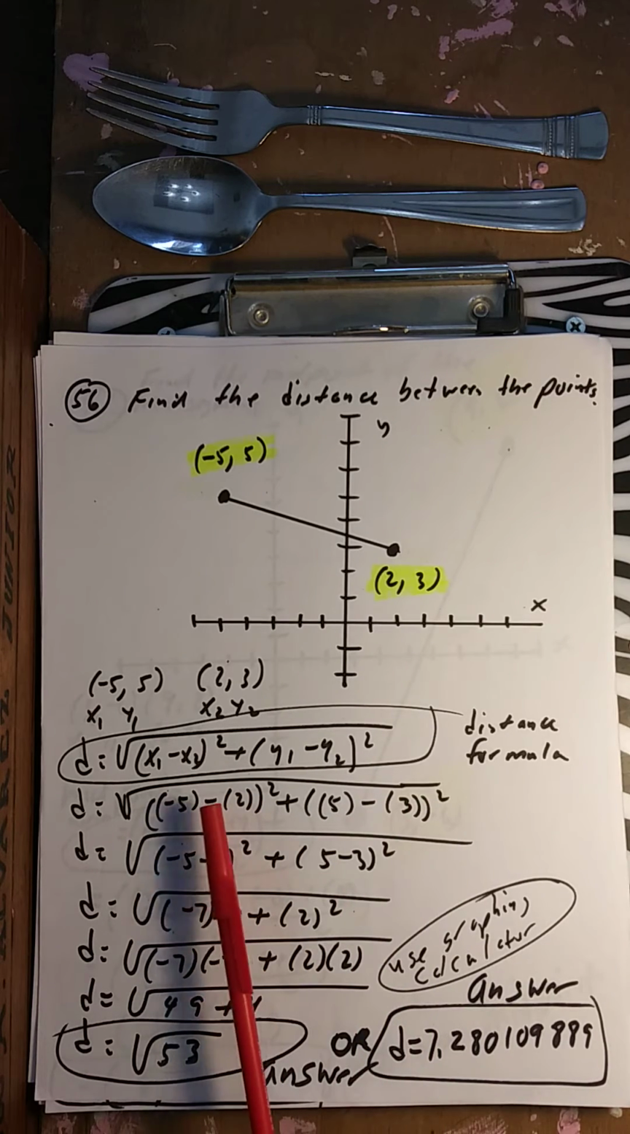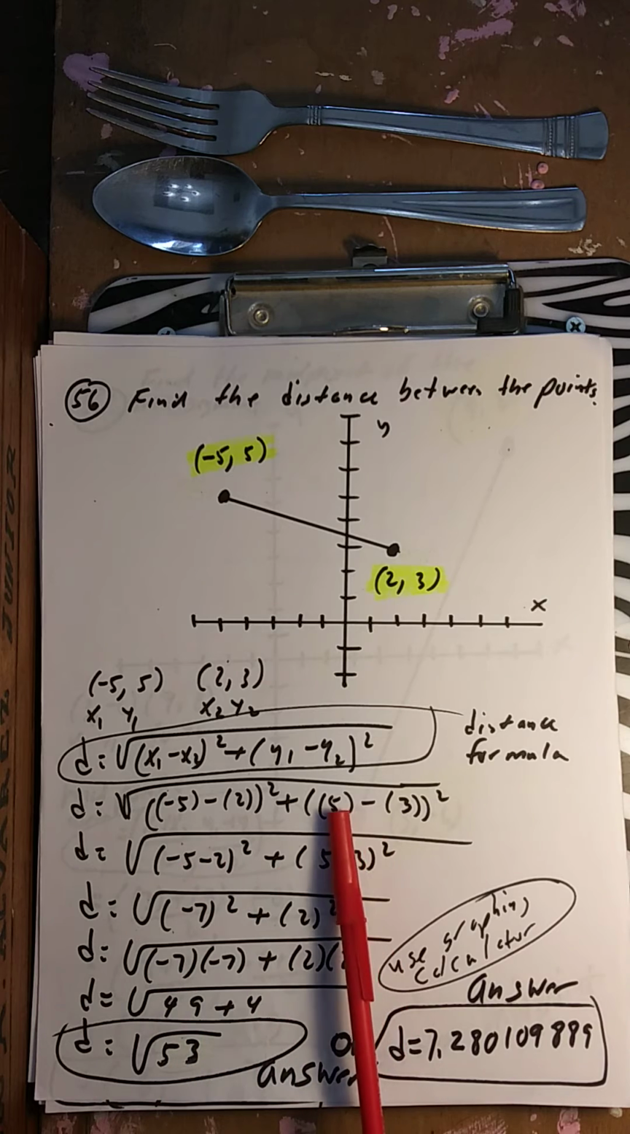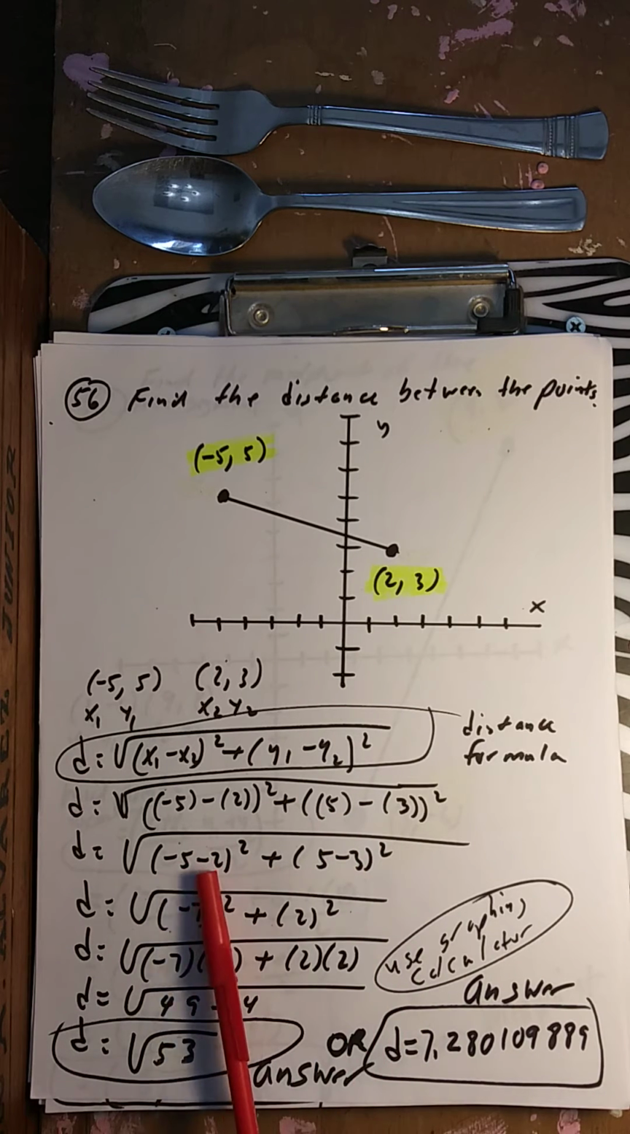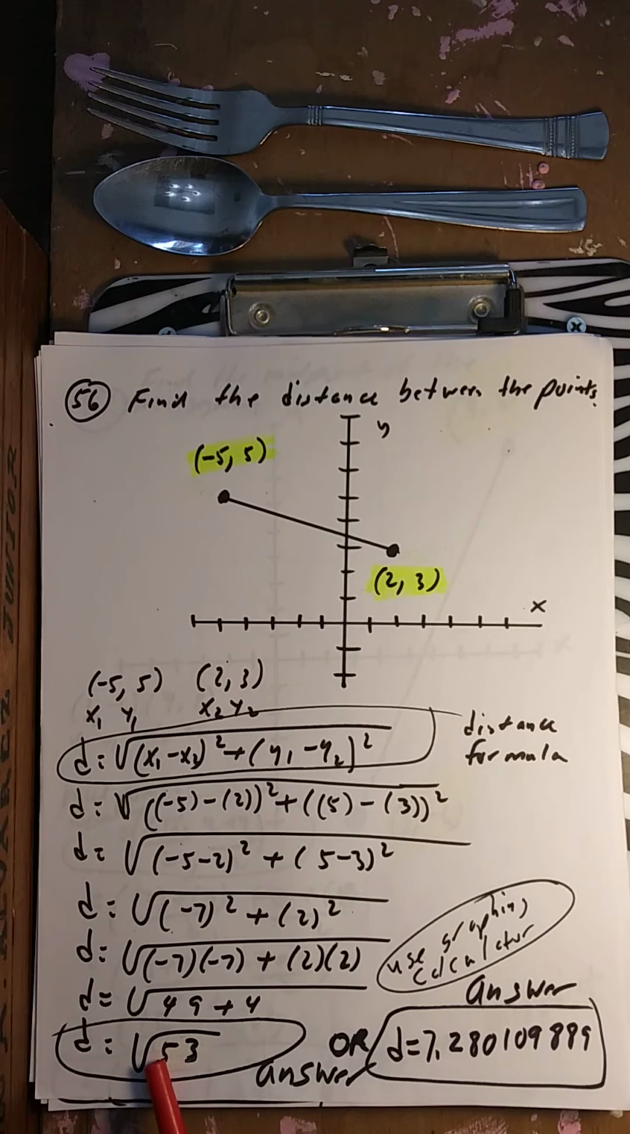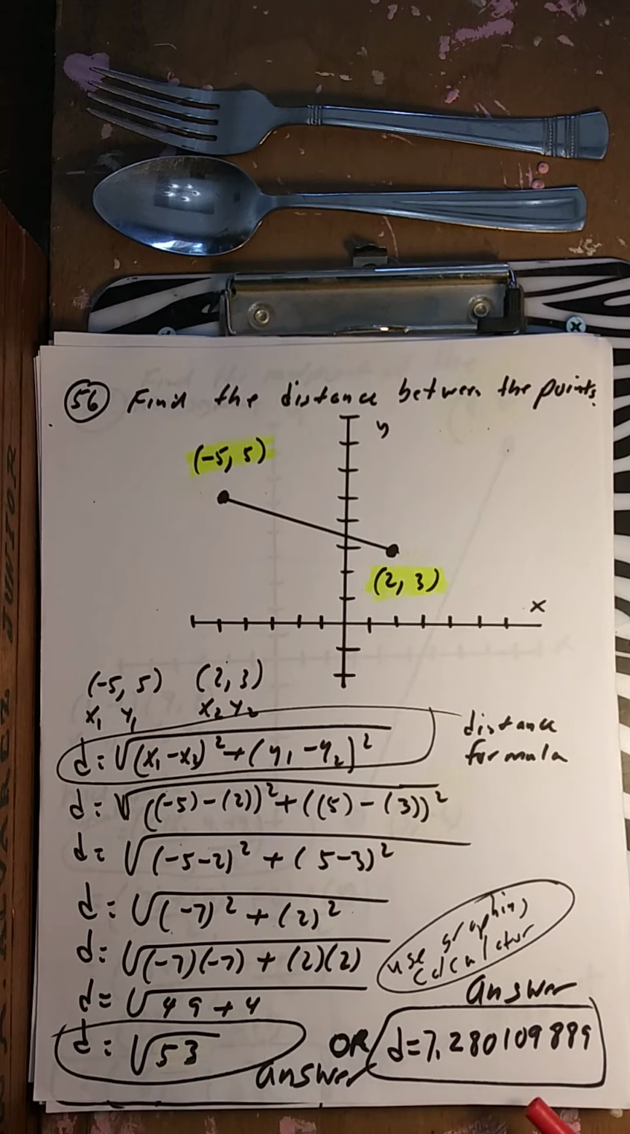So negative 5 minus 2 is negative 7, and 5 minus 3 is 2. So this is going to be negative 7 squared and 2 squared. Negative 7 times negative 7, because it's squared, is 49. And 2 times 2 is 4. And that's going to be the square root of 53. Or you can use a calculator if you want to get a decimal. It's 7.280109889. It's close enough. That's the distance between those 2 points.